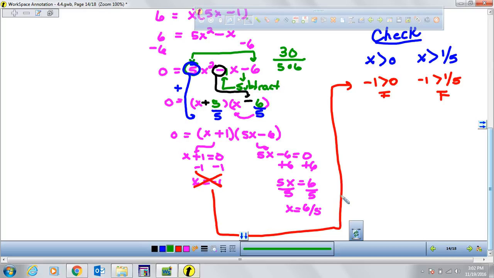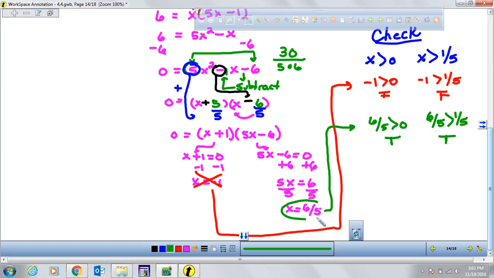Now, we're going to check the second solution, which is 6/5. Okay? X, which is 6/5, is that greater than 0? That is my first domain, and that is true. X, which is 6/5, is that greater than 1/5? That is also true, so that means that 6/5 is the only real solution, in fact.